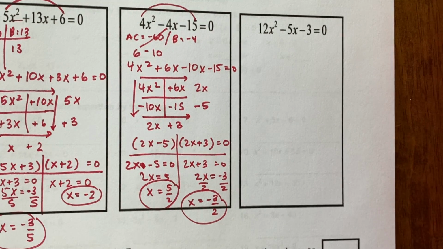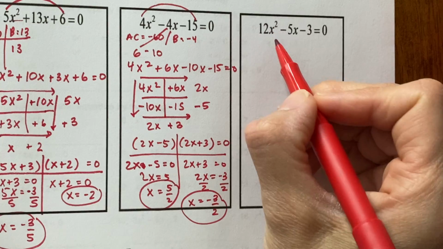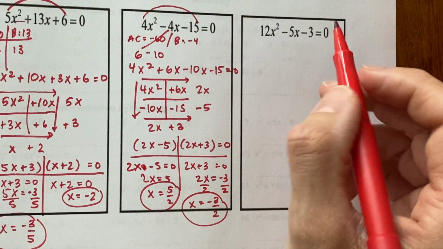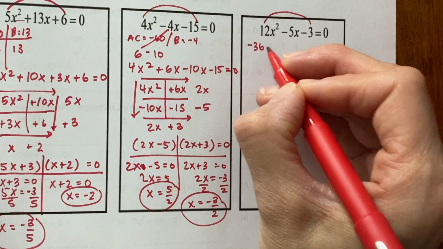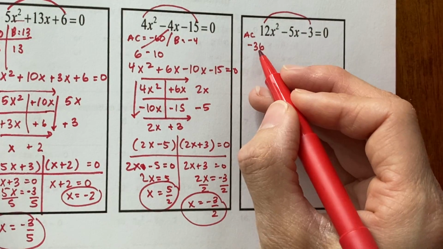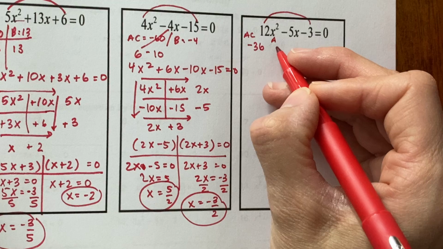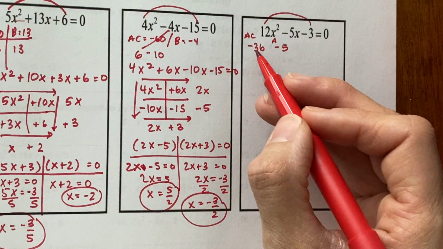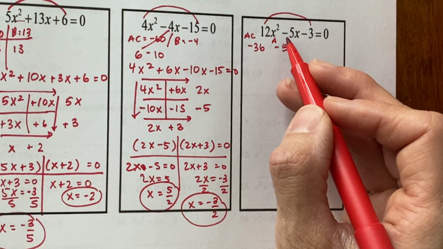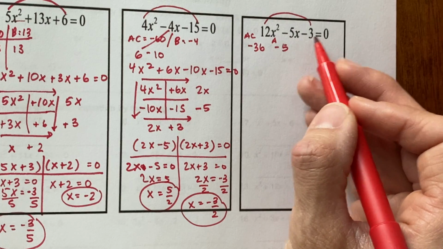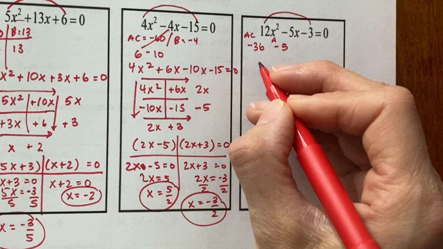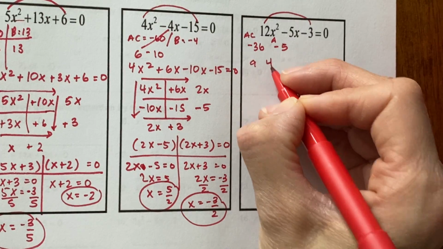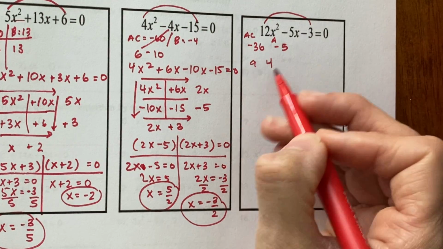All right. Last example here. I have 12x squared minus 5x minus 3 equals 0. 12 times negative 3 is negative 36. So I have to multiply to negative 36 and add to negative 5 again. If C is negative and B is negative, one is positive, one's negative, and the larger factor is negative. So this is going to be 9 and 4 because they have a difference of 5.